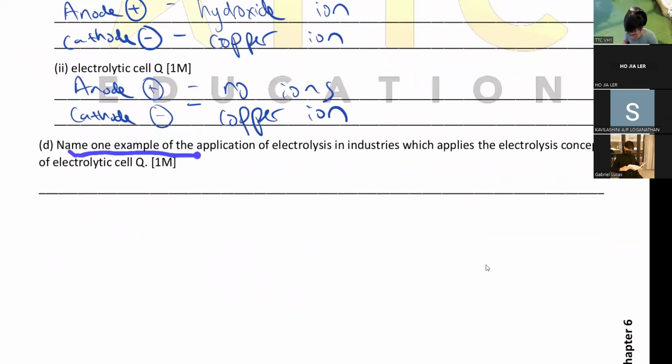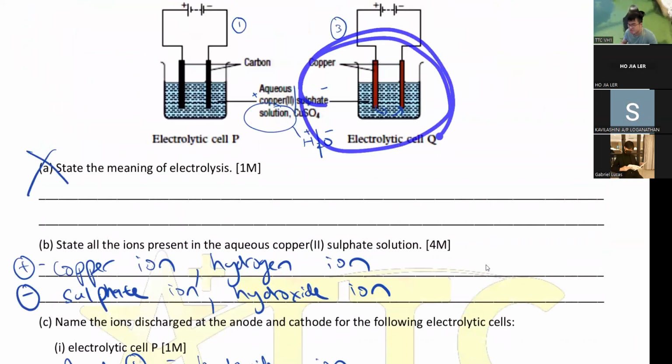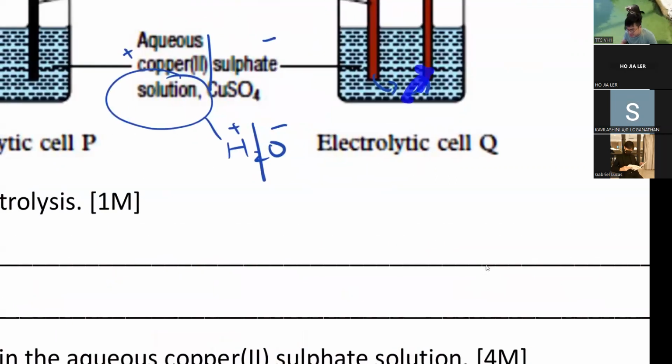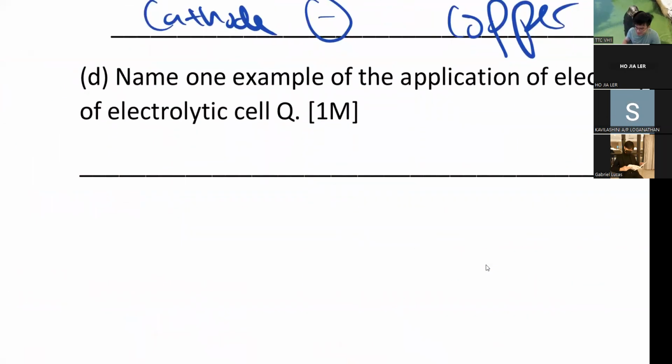Name one example of the application of electrolysis in industry which applies the concept of an electrolytic cell. Where do we use this in industry? When do we stick things here, when do we take things out? When we stick things here in industry, what is it called? Not gold plating, we just say electroplating.